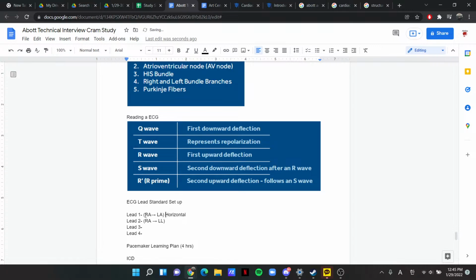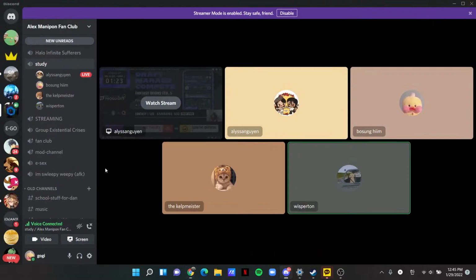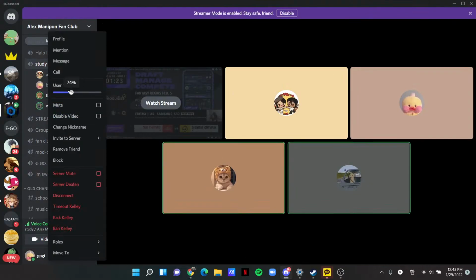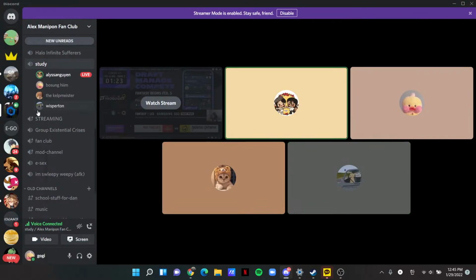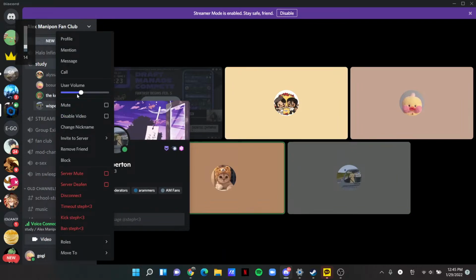towards the left arm, and inverted if they're traveling in the opposite direction. Lead 2, on the other hand, is recorded from the right arm to the left leg, so any signals traveling in this direction will result in lead 2. Lead 3 is traveling from the left arm to the left leg, and signals in this direction will be upright in lead 3.